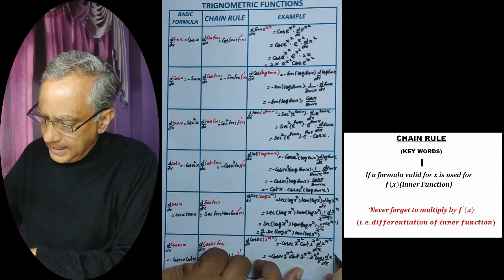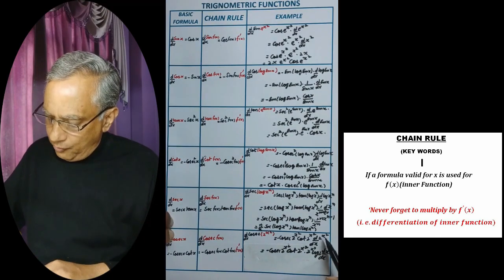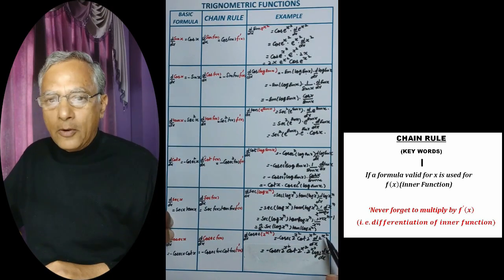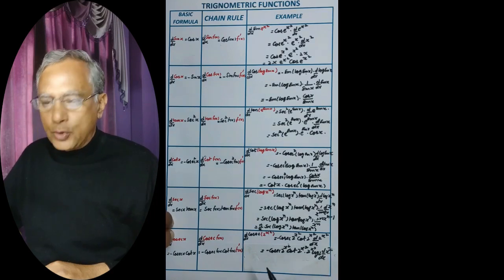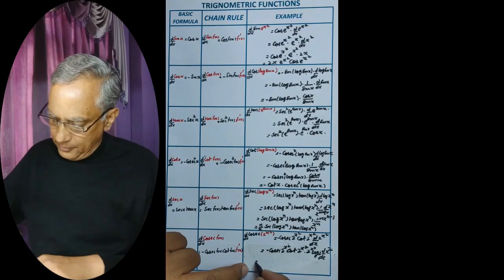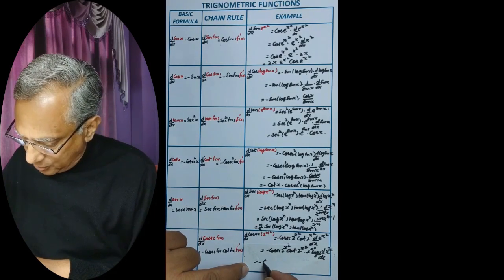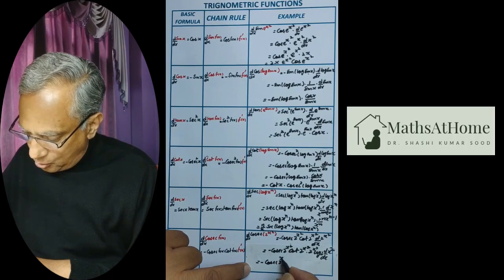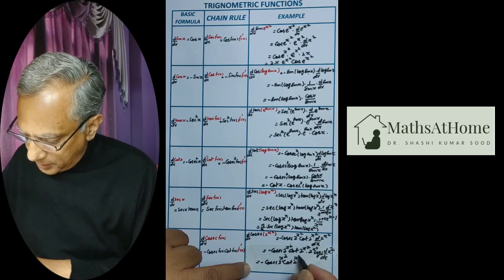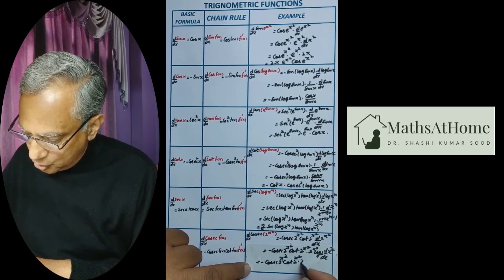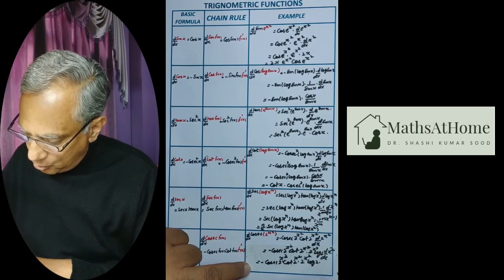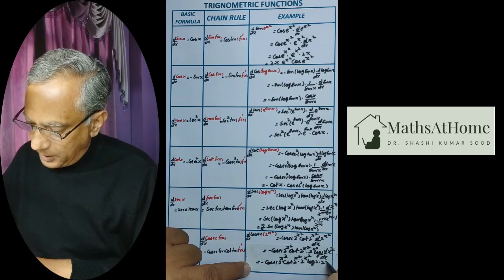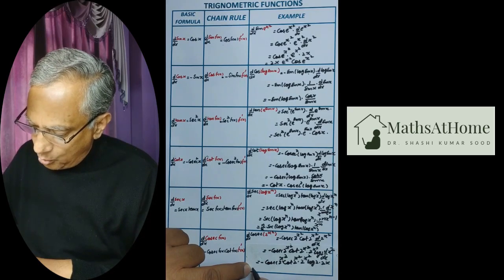Inner function is x square. We are using the formula for a to the power of x for a to the power of x square. So this will be the inner function. So this is equal to minus cosecant 2 to the power of x square into cotangent 2 to the power of x square into 2 to the power of x square into log 2 into differentiation of x square will be 2x.